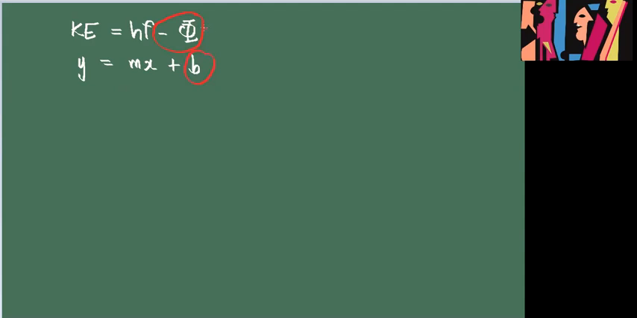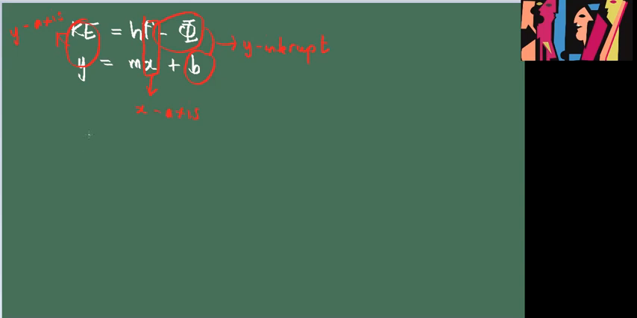b is minus the work function. This is the so-called y-intercept, okay? So y-intercept, and we're going to plot on the y-axis, okay? KE goes on the y-axis, and it looks like frequency goes on the x-axis. X-axis. All right, what does this look like?